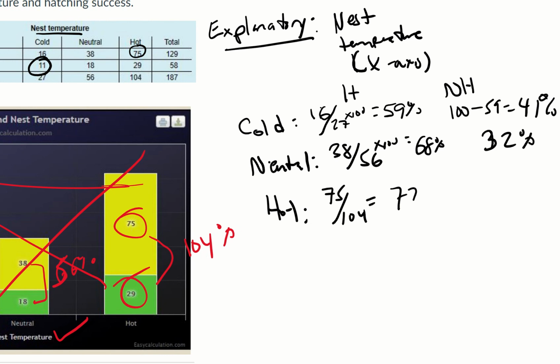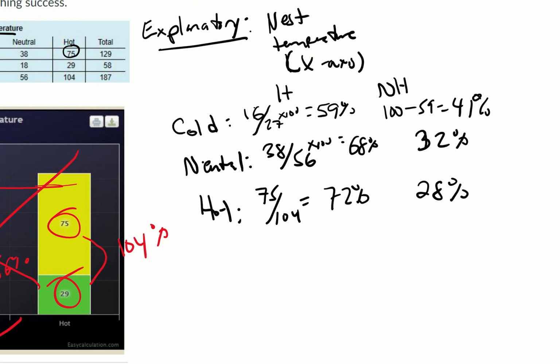So 72% hatch rate. So this one's going to be a 28% hatch rate. Okay, so you get the idea that it looks like the warmer the temperature, the greater the hatch rate. So as I go from cold to neutral to hot, the temperature is increasing, and therefore my hatch rate is increasing. This is really telling us that there is an association between the nest temperature and the hatch rate.